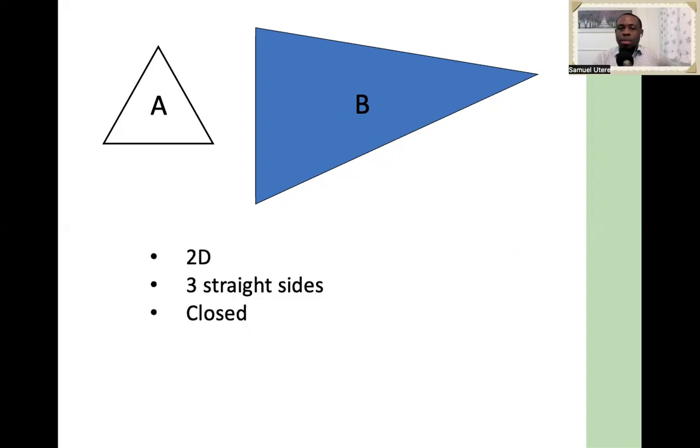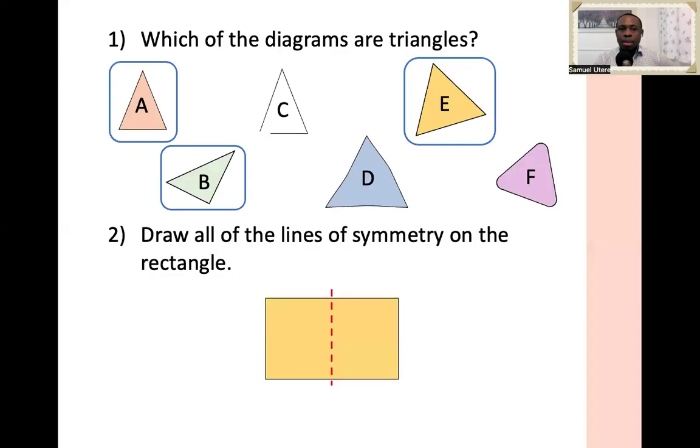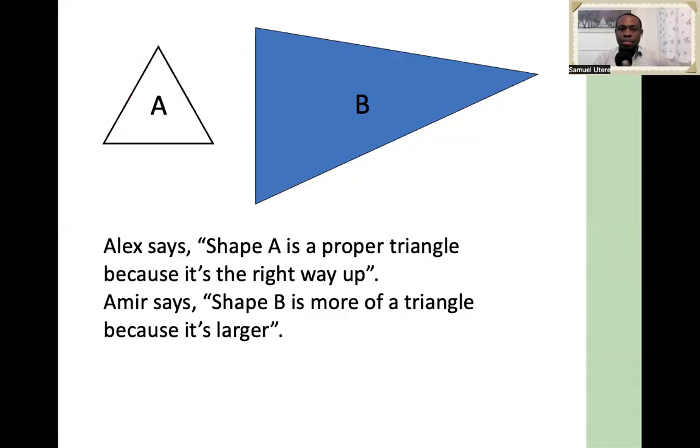Now, the properties of triangles that we know is the triangle should be 2D, it should have 3 straight sides, and it should be closed. That is why in our retrieval practice, C could not be regarded as a triangle because it wasn't closed on all the vertices.